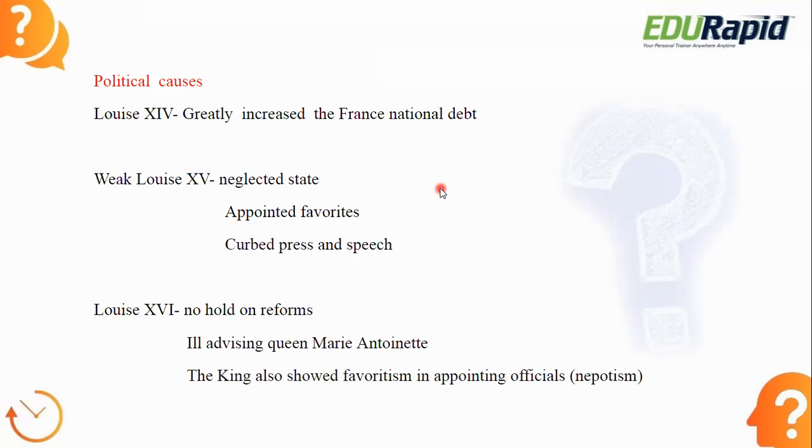Okay, so such kind of thing was happening. And he curbed the rights of press and speech. Okay, such kind of evils were there in the society. So next comes Louis XVI.